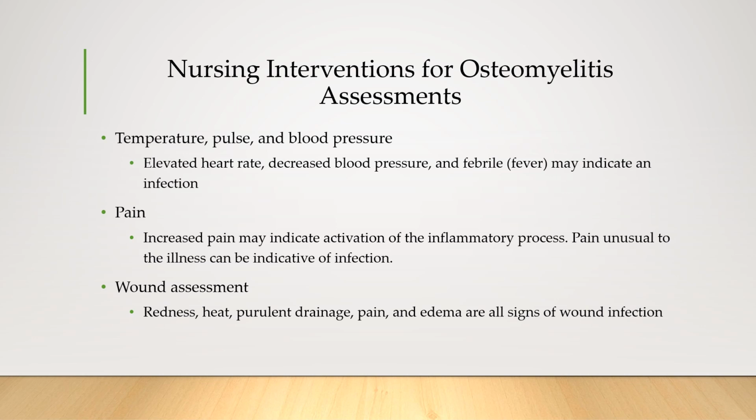So, nursing interventions for osteomyelitis. We are nurses, so we assess, and we will assess temperature, pulse, and blood pressure. An elevated heart rate, decreased blood pressure, and febrile, that is a fever, may indicate an infection. Increased pain may indicate activation of the inflammatory process. Pain unusual to the illness can be indicative of infection. And then wound assessment: redness, heat, purulent drainage, pain and edema are all signs of a wound infection.